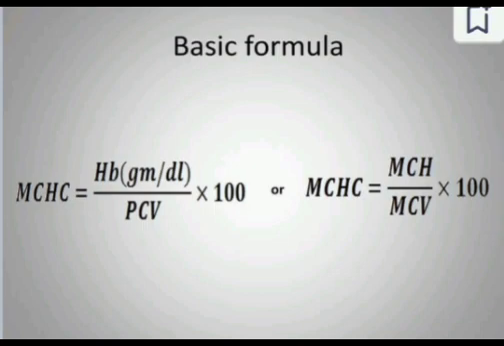Mathematically, the mean corpuscular hemoglobin concentration is given as hemoglobin over PCV times 100. Alright? It is also given as mean corpuscular hemoglobin per mean corpuscular volume times 100. Either way. The unit is grams per deciliter. Alright?